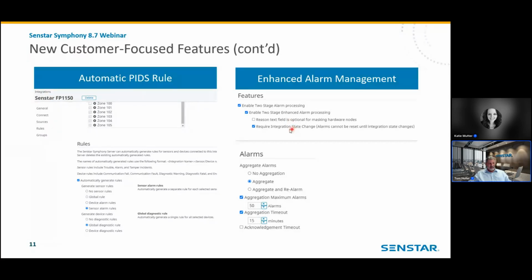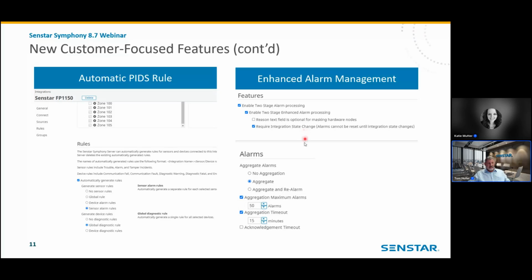And the other very important thing is here you see require integration state change. So that means if you have, for example, one of our fire patrol units installed and you have an alarm and then you want to reset it, you can only reset it if the alarm disappeared. So if the intruder is still on the fence and still causing alarms, you cannot reset it until it's really over. So this is a very useful feature to say you want to not be able to reset something while the alarm is still active. So a very useful feature, and that's why we implemented this here.